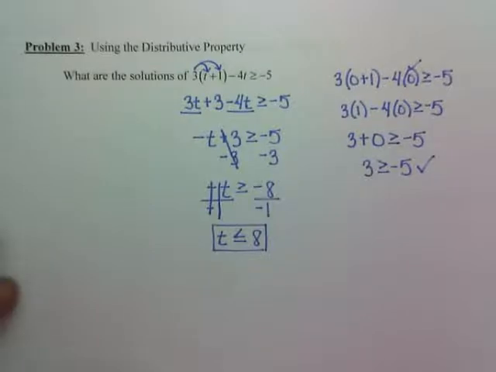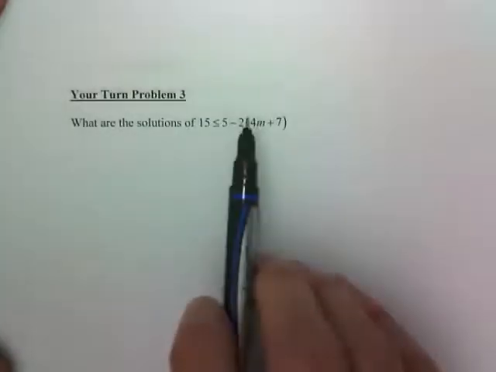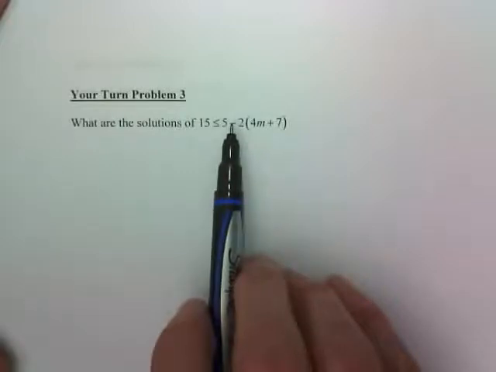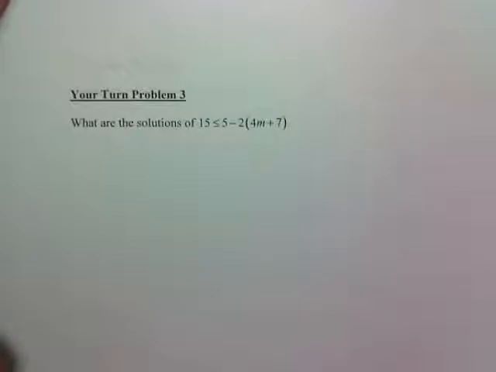Alright, so distributive property. I want you to do your turn problem 3. Just kind of as a heads up here, you are distributing a 2, but more specifically, you are distributing a negative 2. So be very, very careful with this question. But distribute that in and solve that inequality for m.